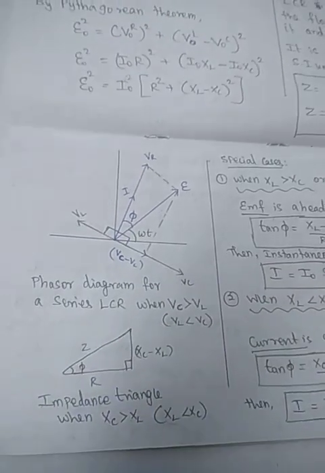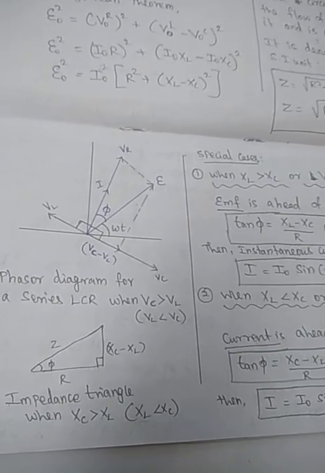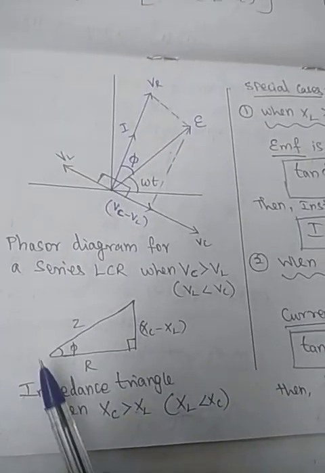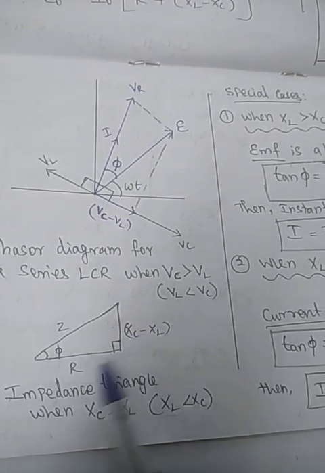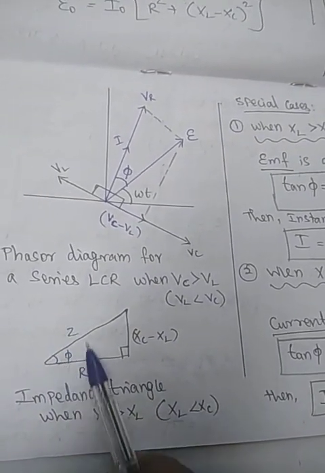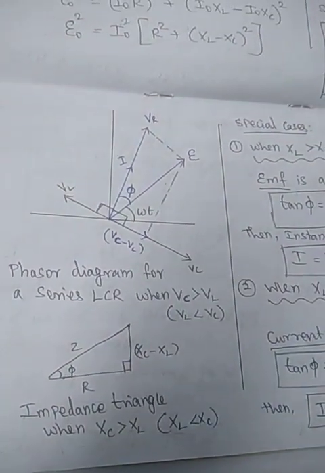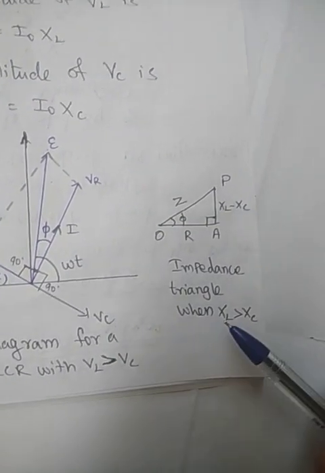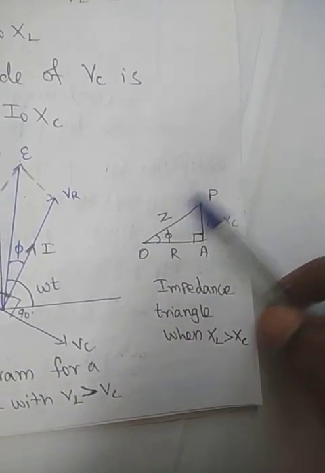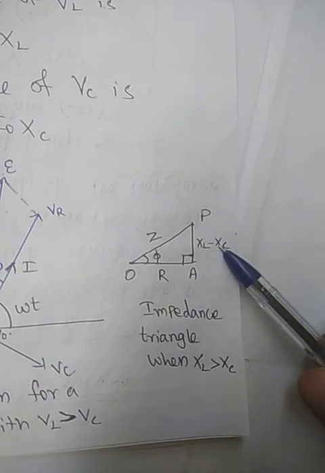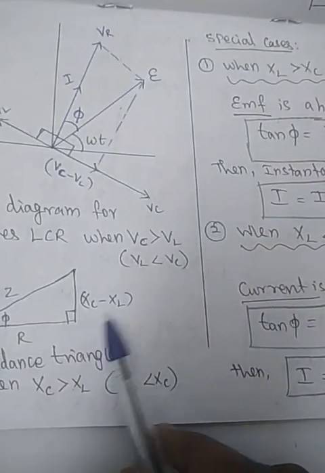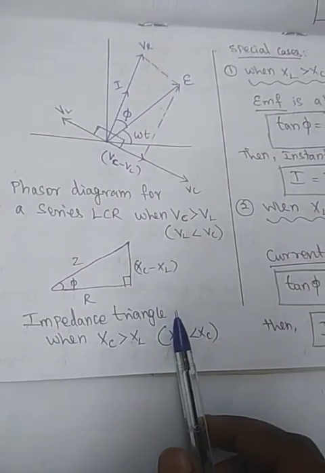So phi. There will be certain changes. But what is the difference? VC is greater than VL. Here also we get the impedance triangle. The impedance triangle has XC minus XL, here R, here Z. This is the phi value. If you draw this diagram, we get that. Similarly, the impedance triangle for VL greater than VC, or XL greater than XC, is the same thing. The only term that changes is XL minus XC here, and XC minus XL here. So this is the impedance triangle.